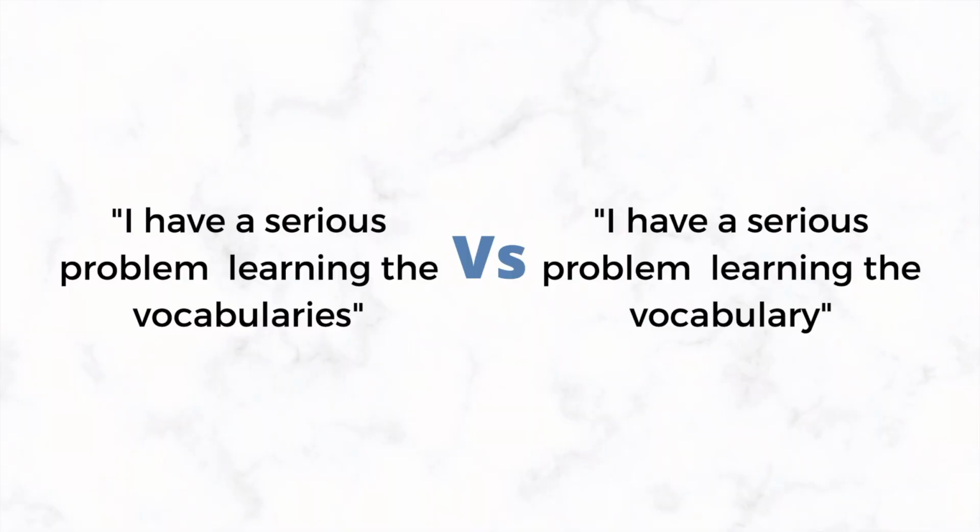Not only this, but we need to know its grammar use, how it's governed by the language that surrounds it. One example of this could be the word's use in its plural form. When learners don't understand the use of the grammar around a word, it typically sounds something like this: I have a serious problem learning the vocabularies, versus, I have a serious problem learning the vocabulary.